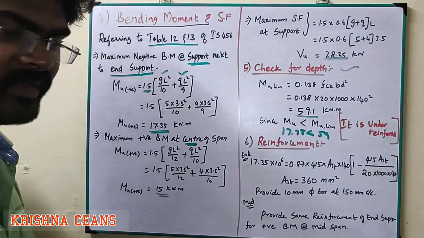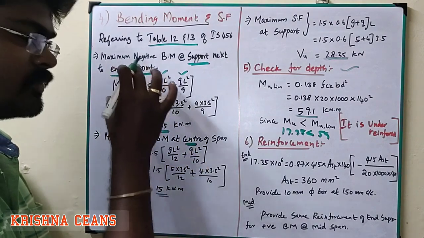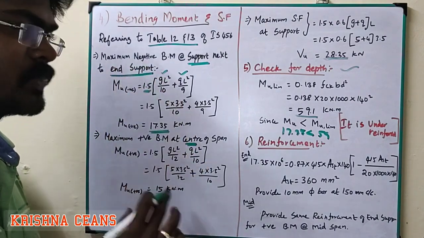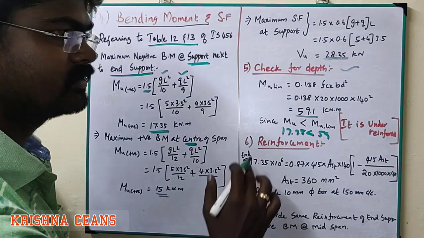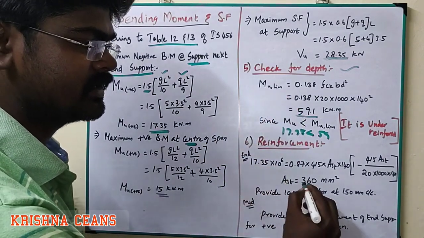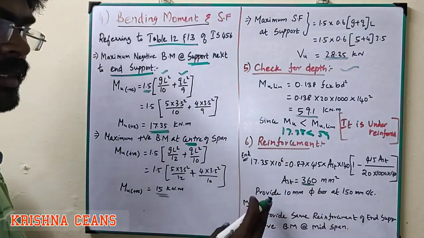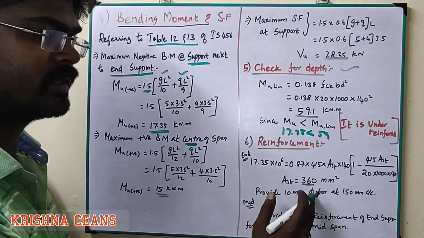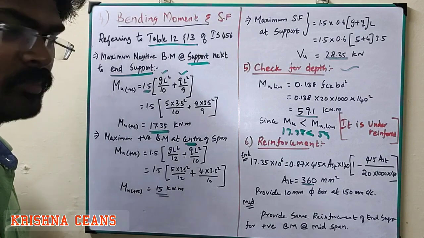So next we will provide the reinforcement for the end support as well as the mid span. So for the end, substitute that moment formula, we will get the Ast of 360 mm square. So we need to provide at least 10 mm dia bar. So 10 mm dia bar at 150 mm center to center at the support.